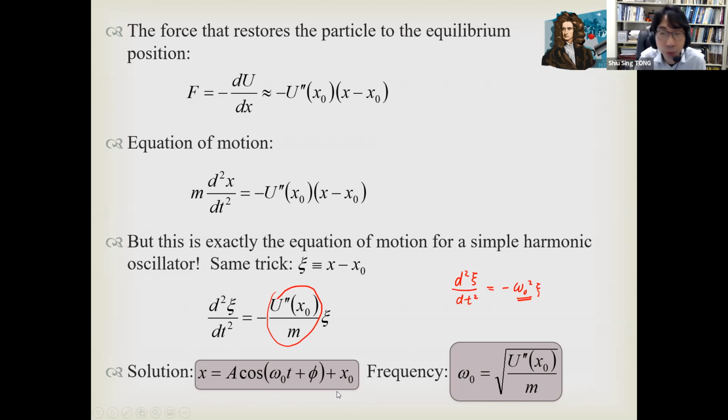And the general solution, we don't have to do everything again, right? Because we know that this is simple harmonic anyway. So we just write down the solution. And if you want to express everything in terms of x, just add a constant x naught to it to get x.